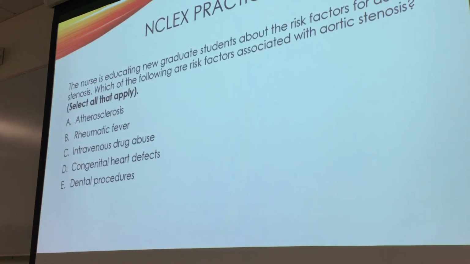So I just have a couple practice questions here. The nurse is educating new graduate students about the risk factors for aortic stenosis. Which of the following are risk factors associated with aortic stenosis? A, B, and D. So A, B, and D. Oh, valve disorders. Yep, so for stenosis, that's what it would be. Right, because IV drug abusers would be infective endocarditis.